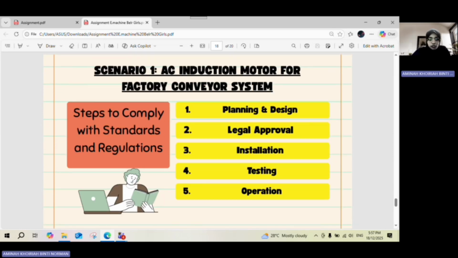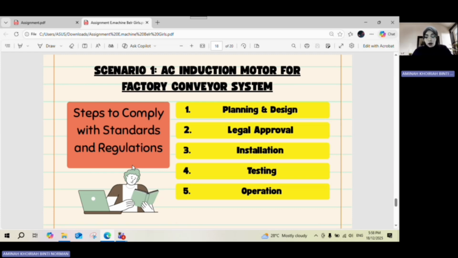The next part is about the steps to comply with standards and regulations. It is divided into five. First is planning and design. The engineer needs to make sure to select a motor compliant with IEC 60034 and a suitable IP rating, IP55. The engineer also needs to ensure the correct voltage, power rating, and duty cycle are used for the system.